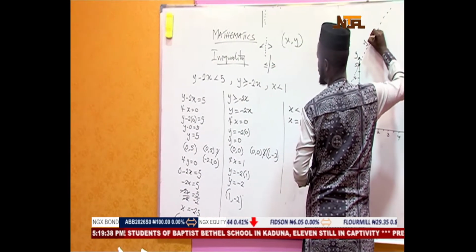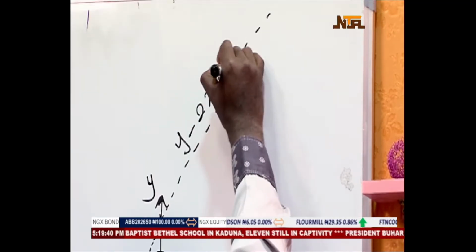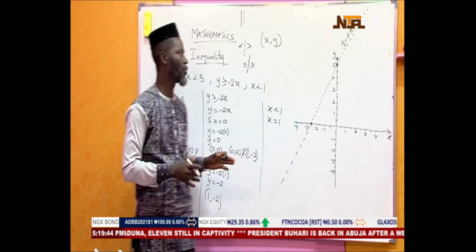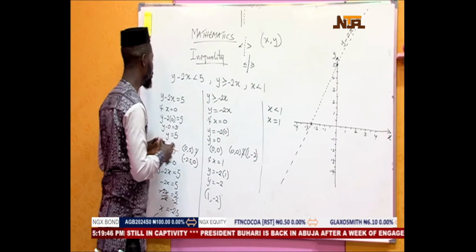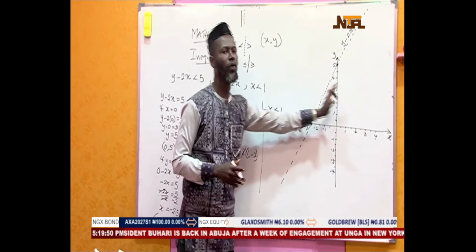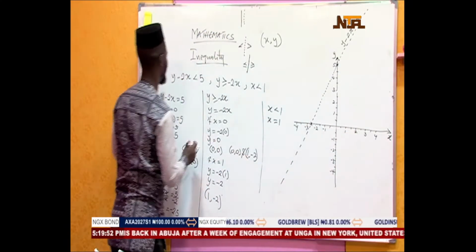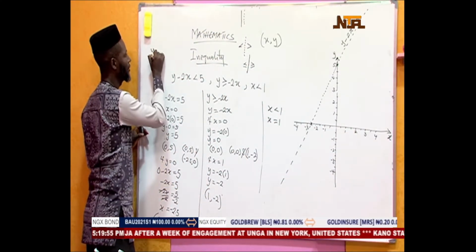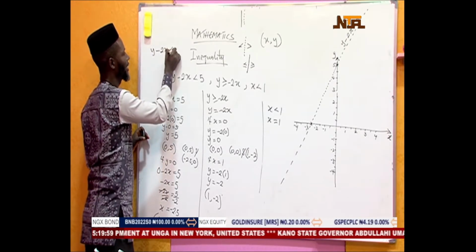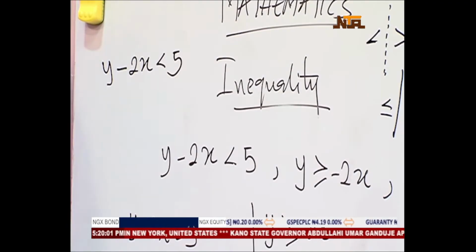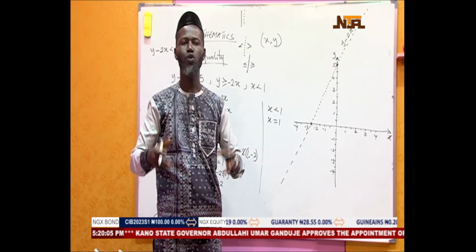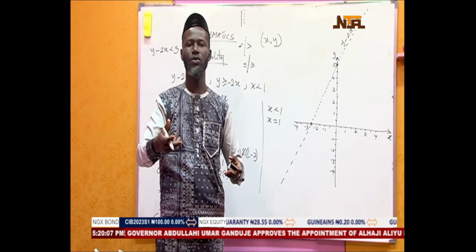Y minus 2x is equal to 5. Now, where will our solution side be? In order to know where our solution side will be, is it this side or this side? Let's get back to this. We have y minus 2x less than 5. Here, you can use either x or y to determine where your solution side will be.